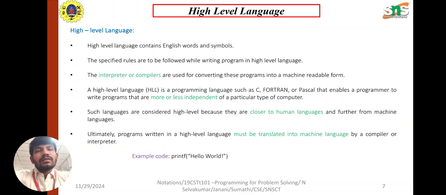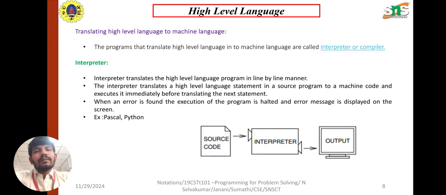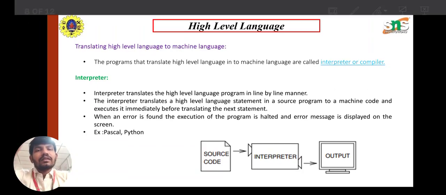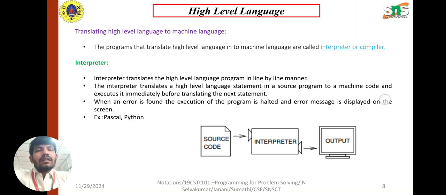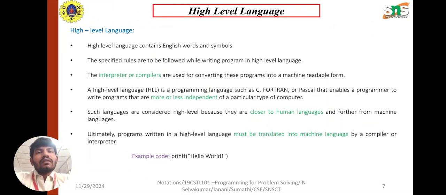High level language contains English words and symbols. Specified rules are to be followed while writing a program in a high level language. An interpreter or a compiler is used for converting these programs into machine readable form. A high level language is a programming language such as C, Fortran or Pascal that enables a programmer to write programs that are more or less independent of a particular type of computer.